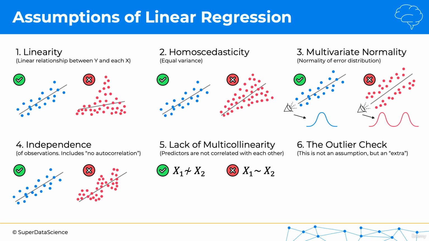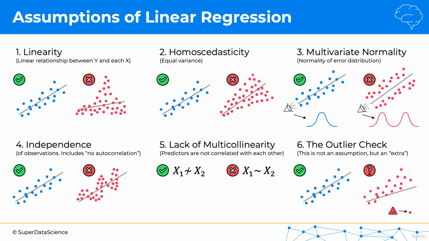And the sixth point is the outlier check. This is not an actual assumption, but rather an extra check that is important to keep in mind when building linear regression models. If you look at the chart here on the right, you can see that the outlier is significantly affecting the linear regression line that we get. So something that we want to consider is, should we remove the outliers before building a linear regression, or do we want to build a linear regression with the outliers included? This will depend on your business knowledge and knowledge of the dataset.